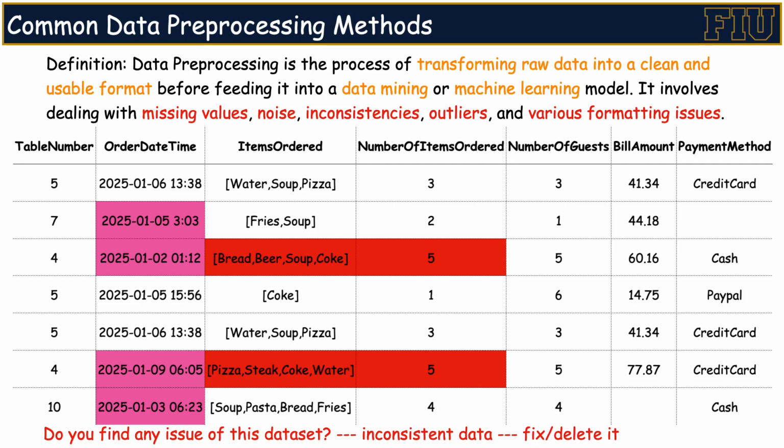In the previous example, we identified two inconsistencies. 1. The number of items ordered does not match the total count of items listed. 2. The order time has inconsistent formatting. These types of inconsistencies can disrupt the learning process and need to be addressed carefully to ensure the dataset is reliable and structured properly.